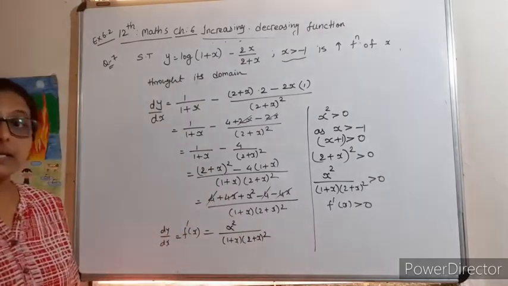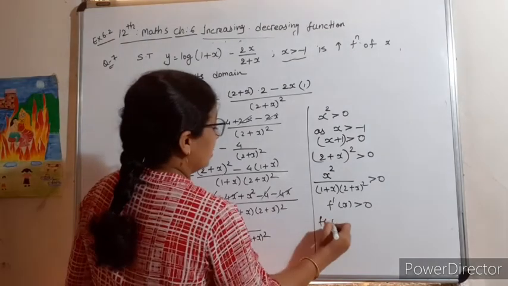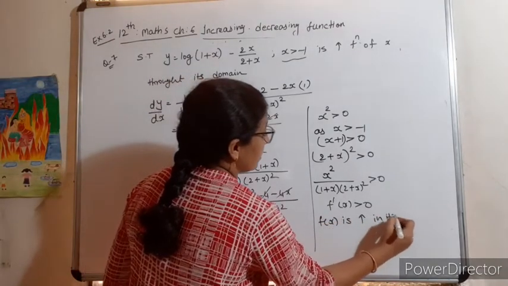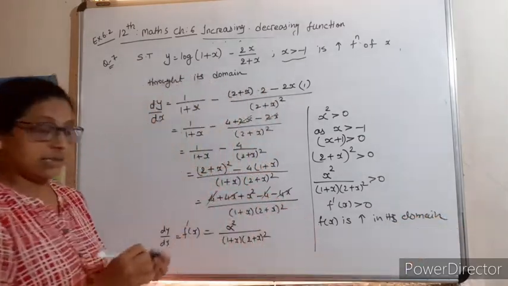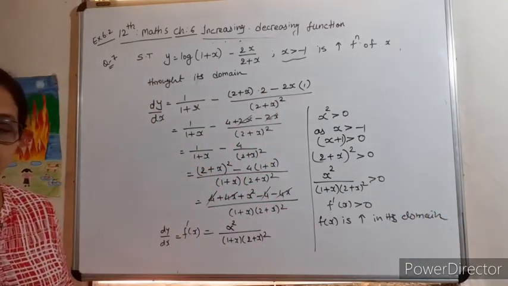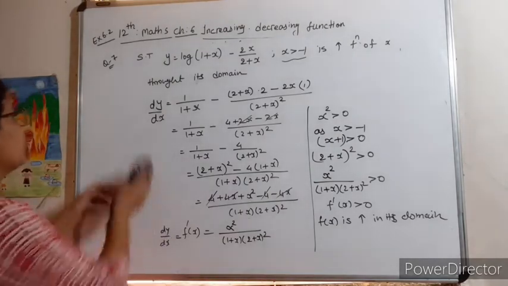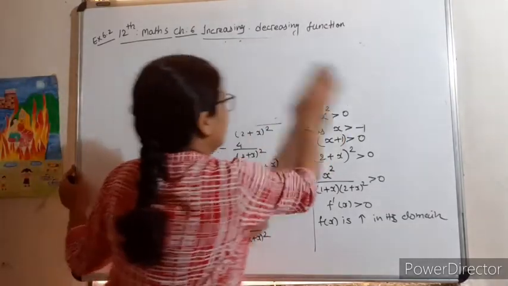And अगर f dash x greater than 0 है, that means f(x) is increasing in its domain. वो कभी भी decreasing मतलब कि less than 0 नहीं होगा. Understand that? Okay. So that is our question number 7. Then we move on to the question number 8.